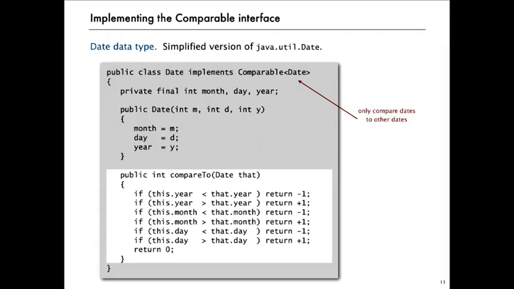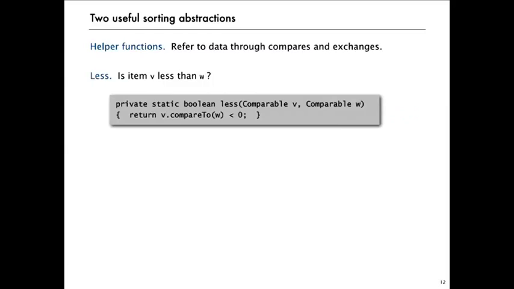Otherwise, the years must be equal, so we have to look at the months to do the compare, and so forth down to the days. Only if they're all equal do we return 0. So that's an example of an implementation of Comparable, implementing the compareTo method to put dates in order, as you might expect.